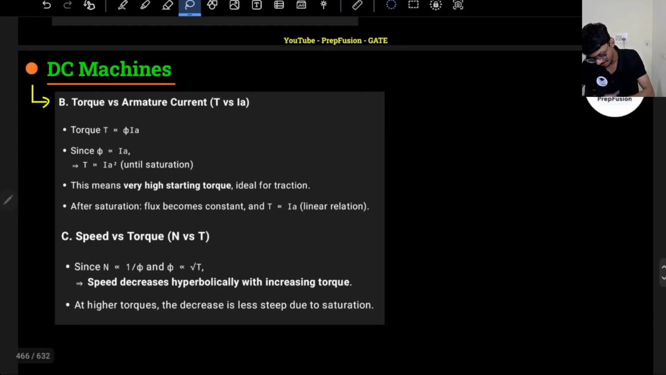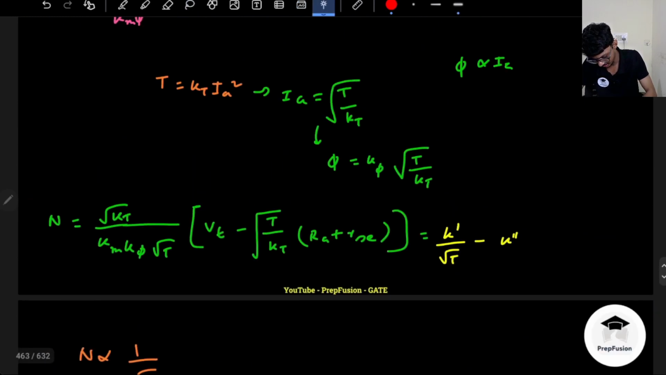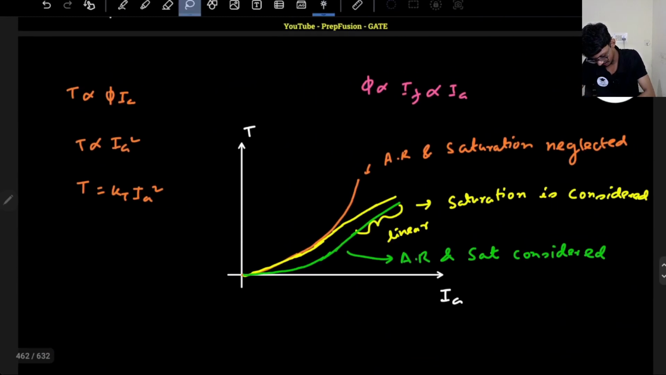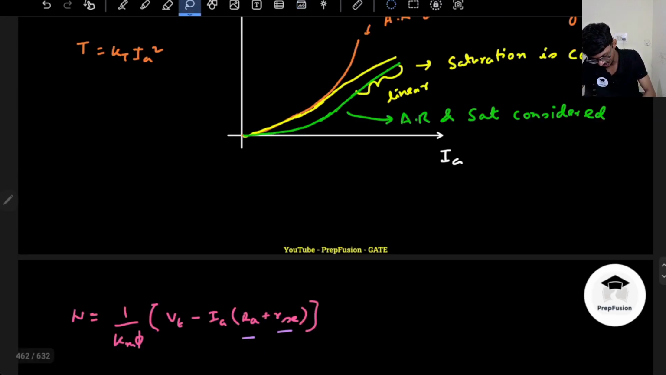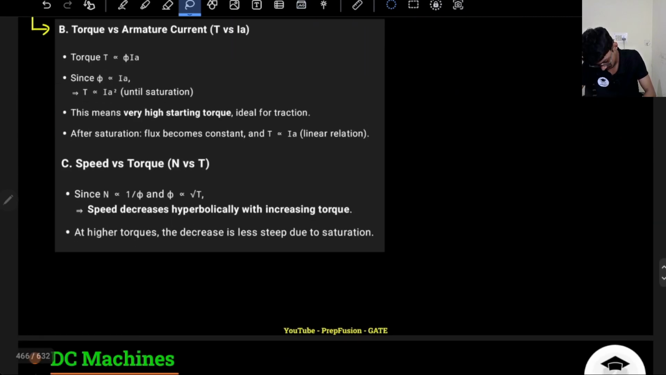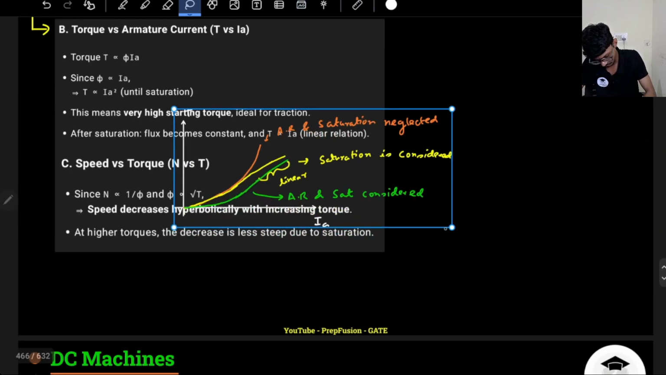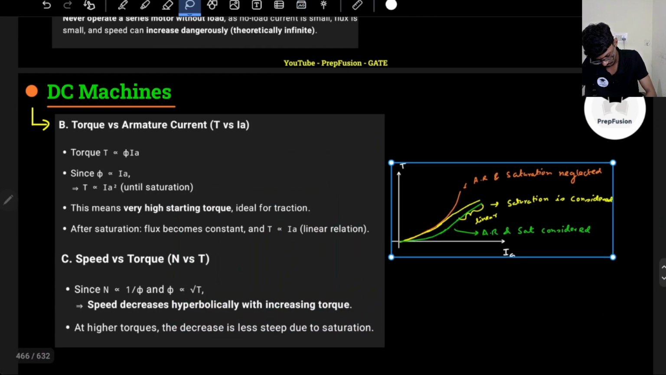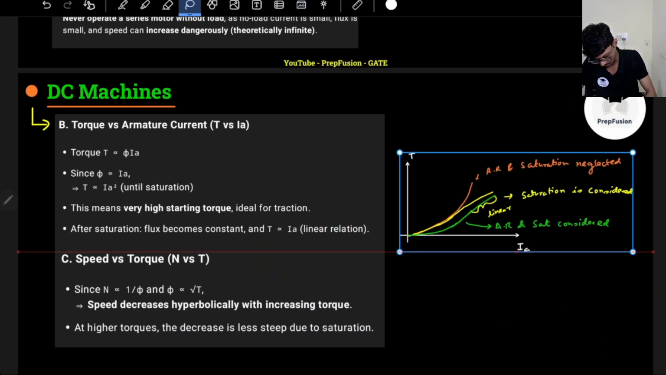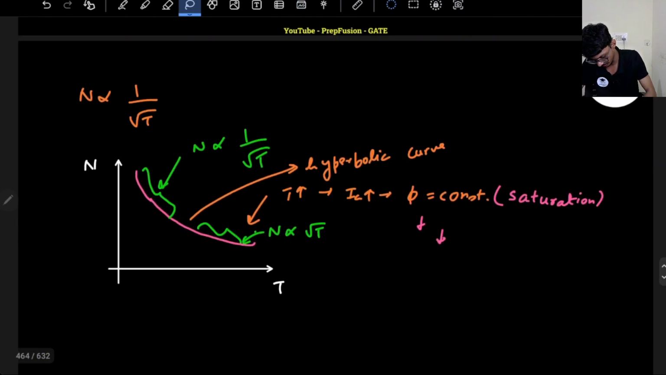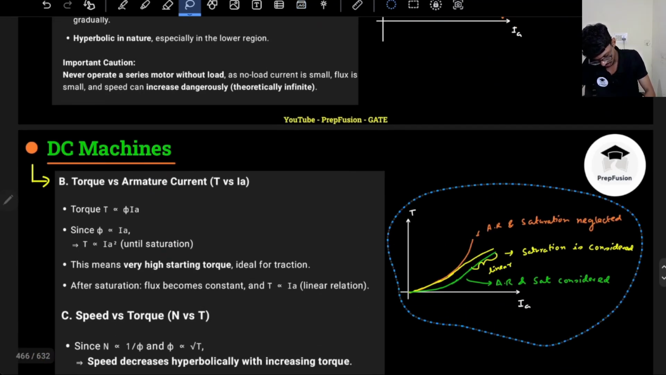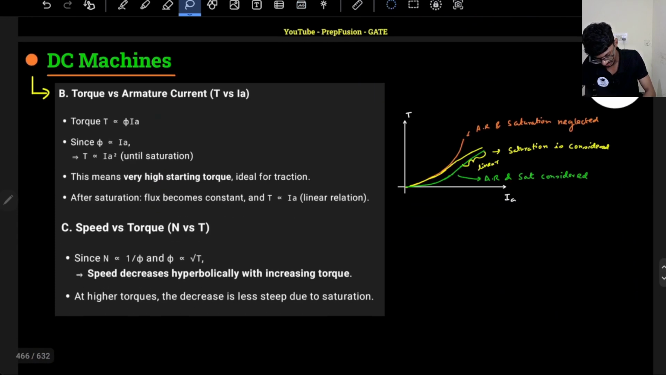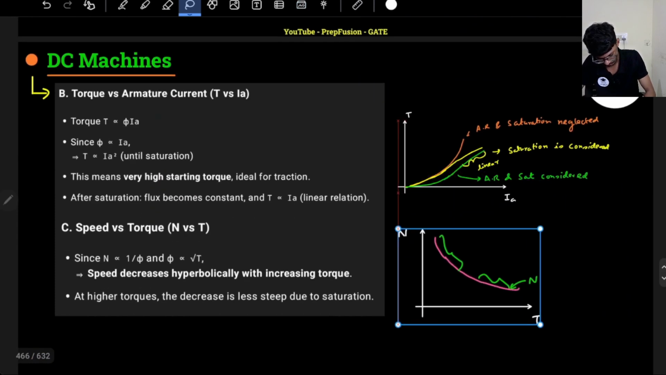Let's now discuss the torque armature current characteristics. So torque armature current characteristics is here, okay, already has been discussed, same thing has been written over here. And the speed torque characteristics will be hyperbolic, this will be the speed torque characteristics. So these are the characteristics that the motor, series motor, will have, okay.